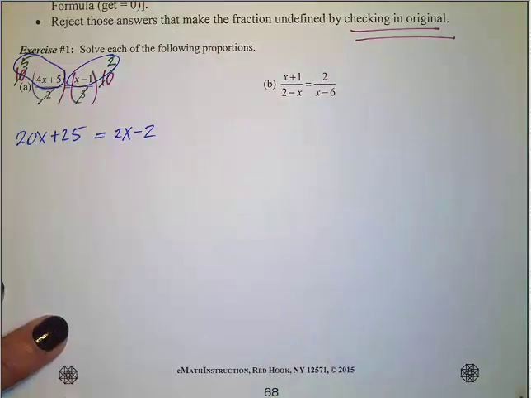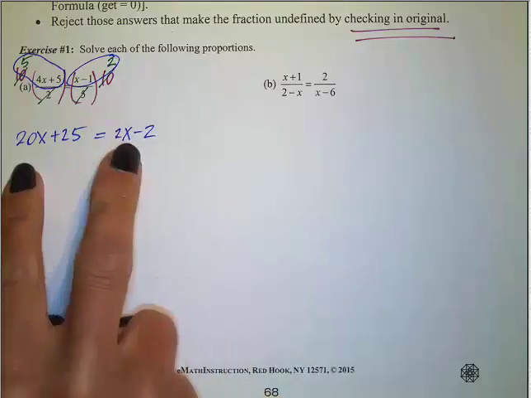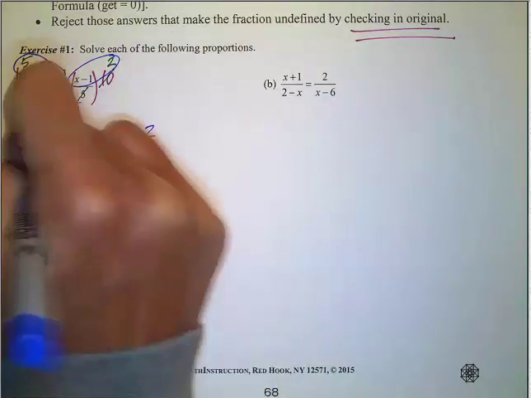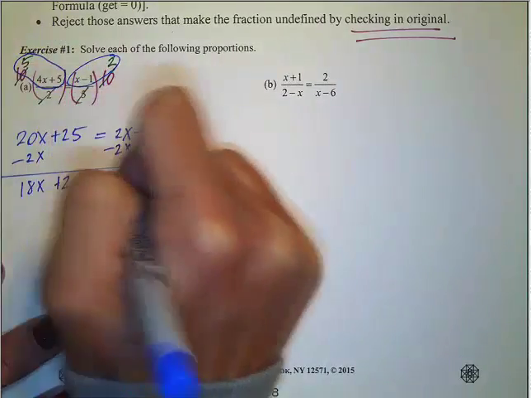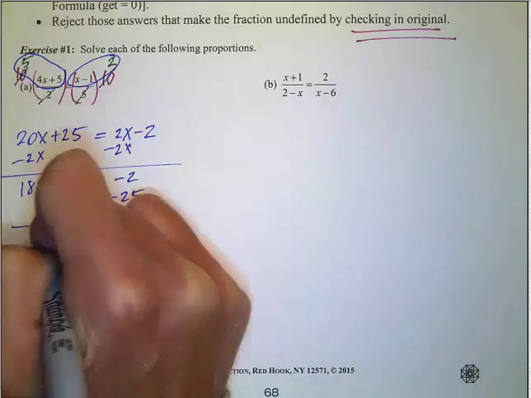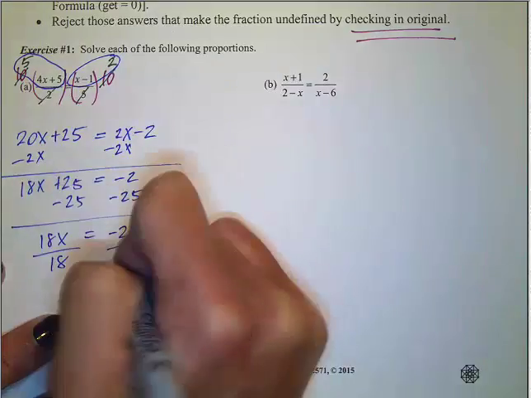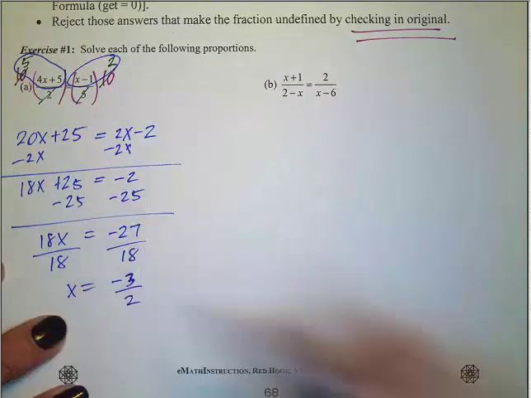Then I have to solve this equation. Well, it's a regular linear equation, so I have to get the x's on the same side. So 18x plus 25 equals negative 2. Subtract 25. So 18x equals negative 27. Divide by 18. So x equals negative 3 over 2.